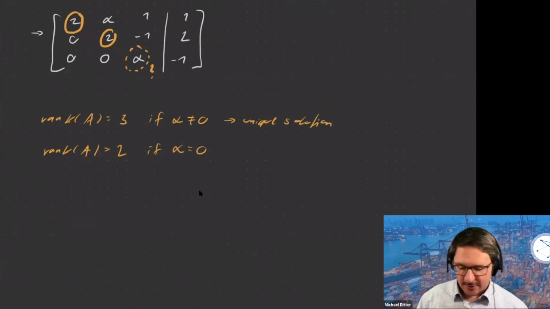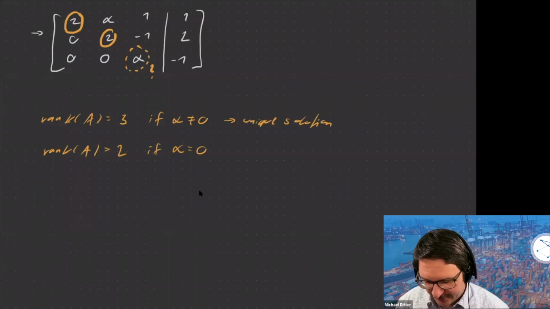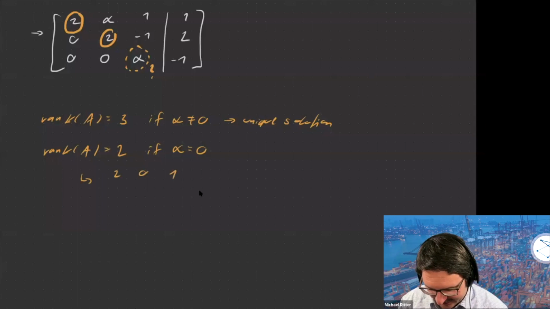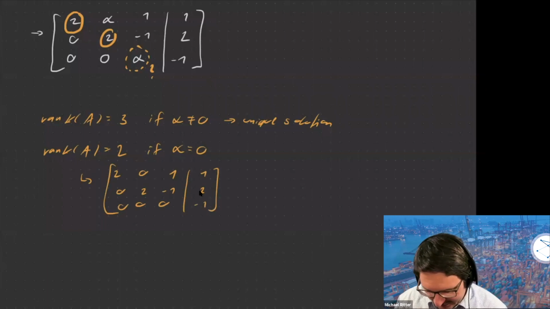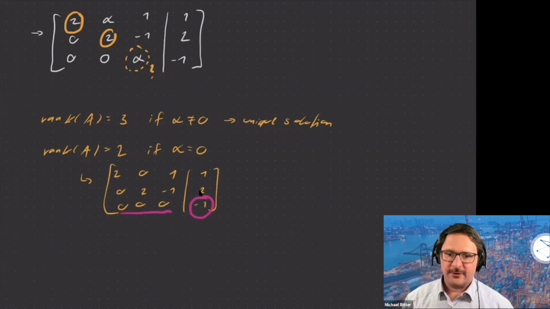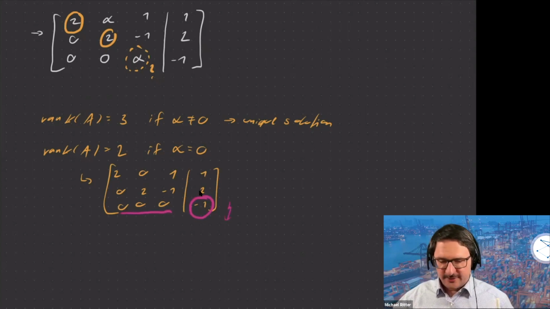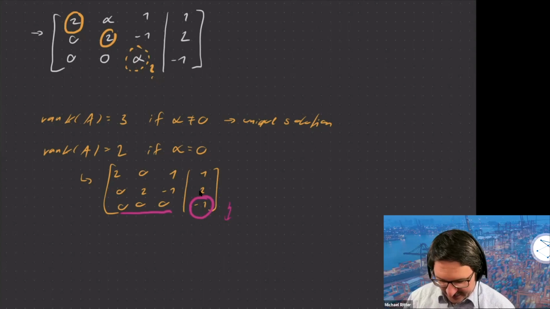If the rank is 2, however, alpha is 0. And that means in this case, the matrix looks like this. Let's write that down, 0, 0, 0. And the right-hand side is 1, 2, minus 1. And you'll notice there's a minus 1 here on the right-hand side for the 0 row. So obviously, this does not have a solution, because that would be the equation 0 equals minus 1. So in that case, we have no solution.